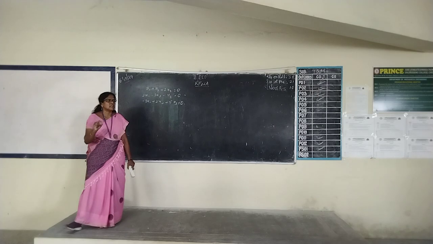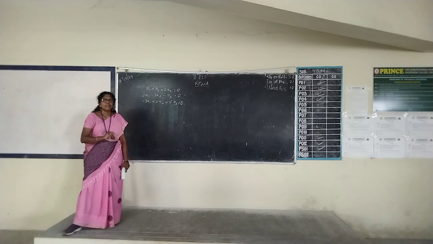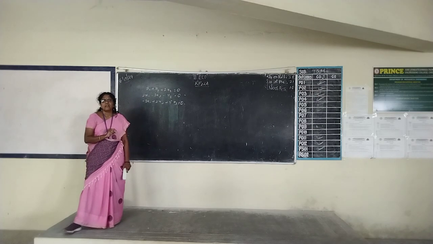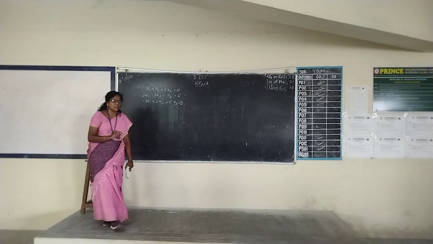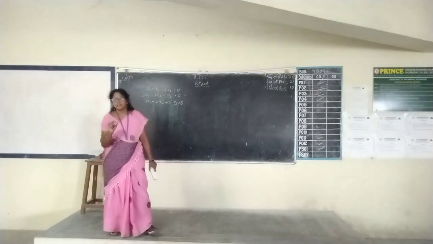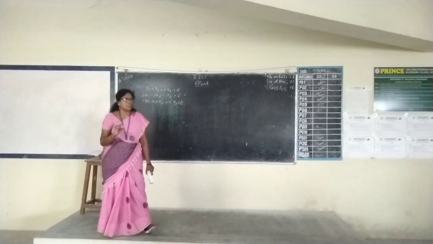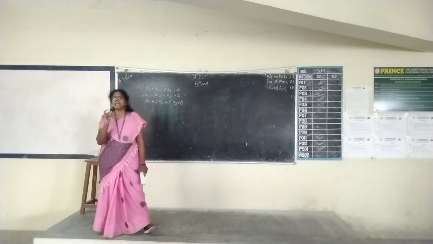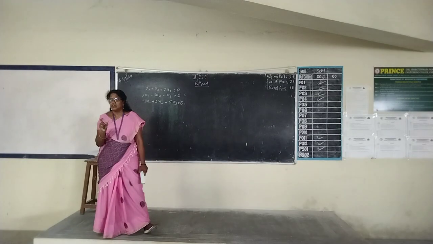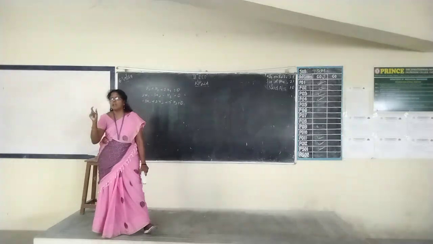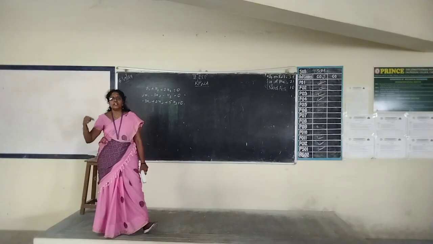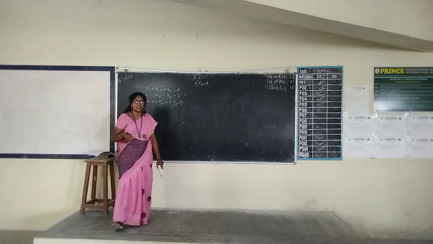Trivial or non-trivial, what is the condition? Determinant of A is 0 or not 0. Not equal to 0 means trivial solution. Equal to 0 means non-trivial solution. So first you have to check the value of the determinant of A, whether it is 0 or non-zero. Then we discuss whether it is a trivial or non-trivial solution.